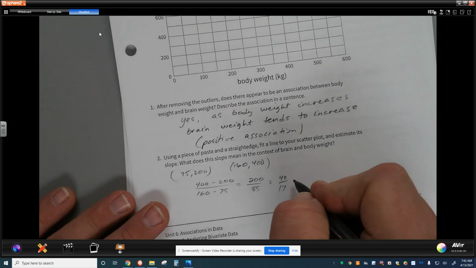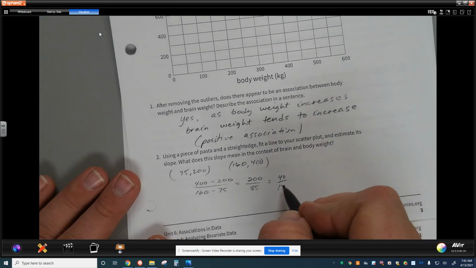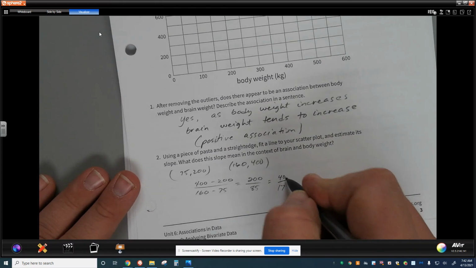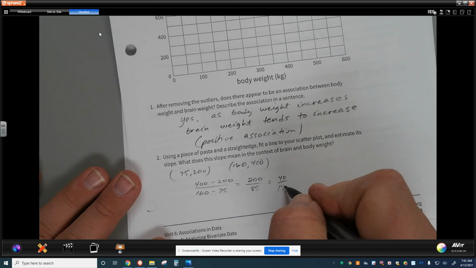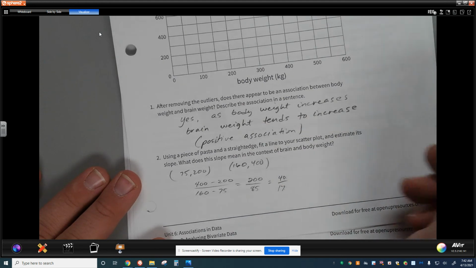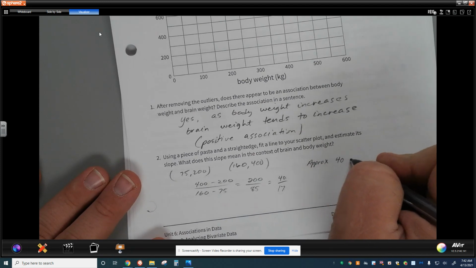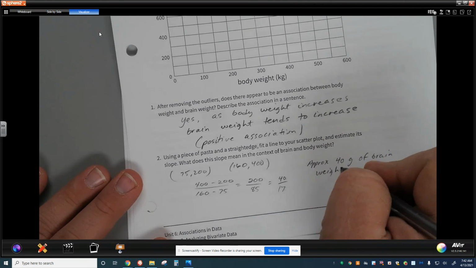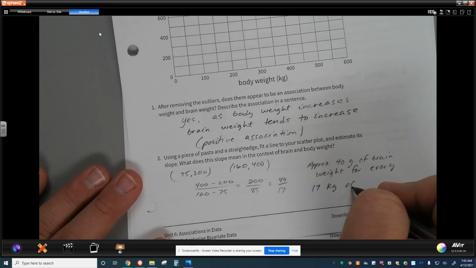What I can establish with this is I'm talking about brain weight is up on top and the body weight is down on the bottom. We know that this is the output and the input. And so what I could estimate with that is I could say for every 17 kilograms of body weight, there's approximately 40 grams of brain weight. So I could also write this backwards and say approximately 40 grams of brain weight for every 17 kilograms of body weight.